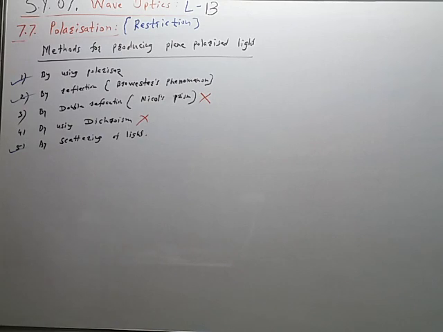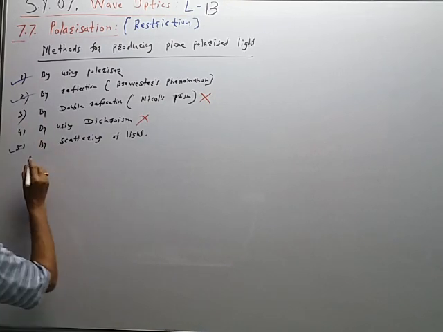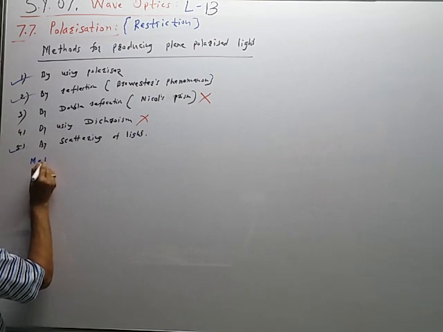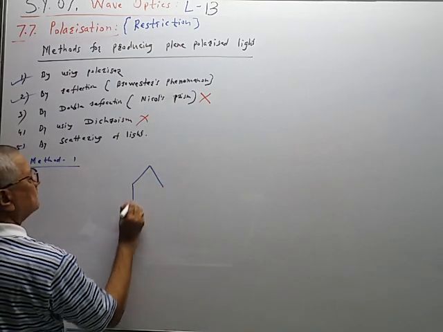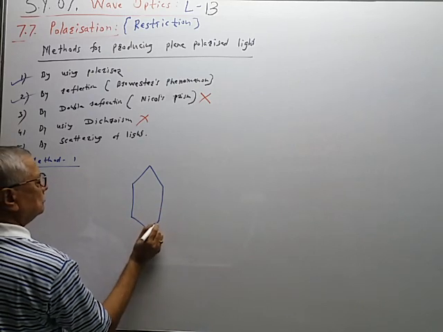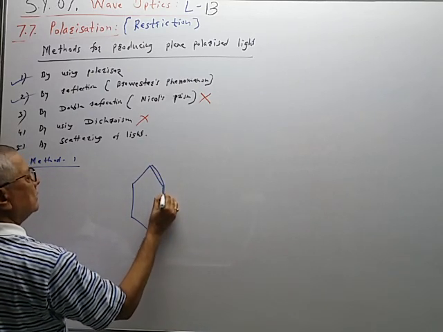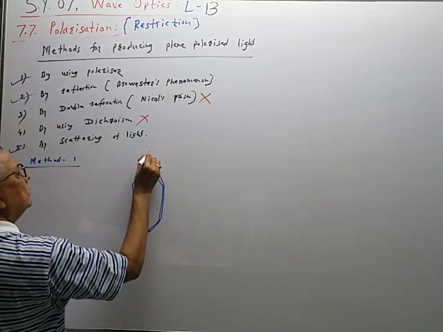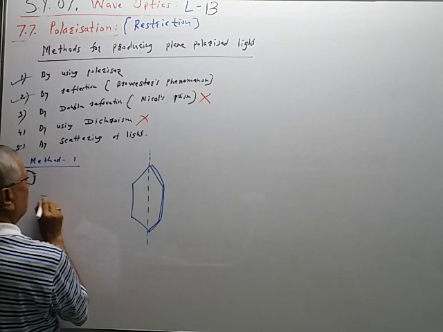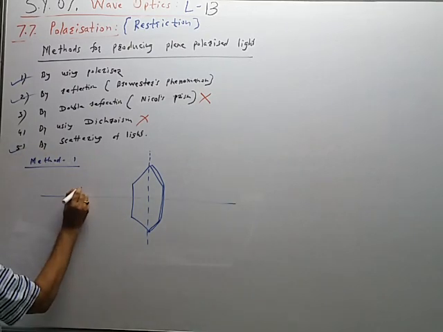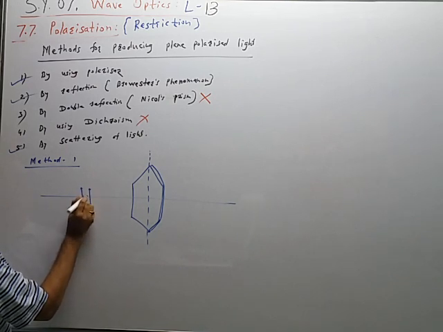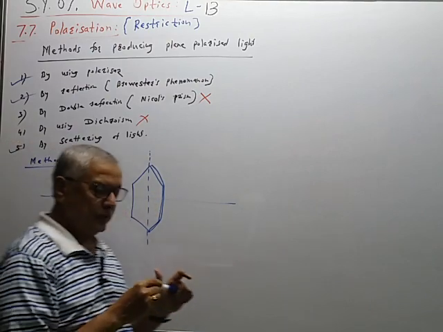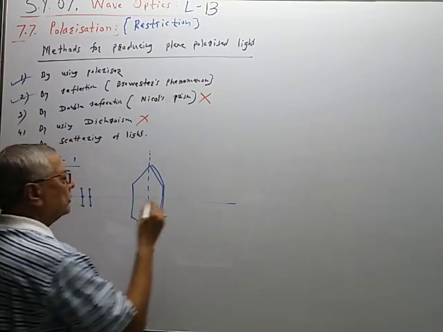So method 1 we already know. Here we are using a polarizer like this. It is a polarizing crystal having a particular cut. This is the polarizing axis. This is unpolarized light, shown by arrow and dot. So on this side we get plain polarized light.